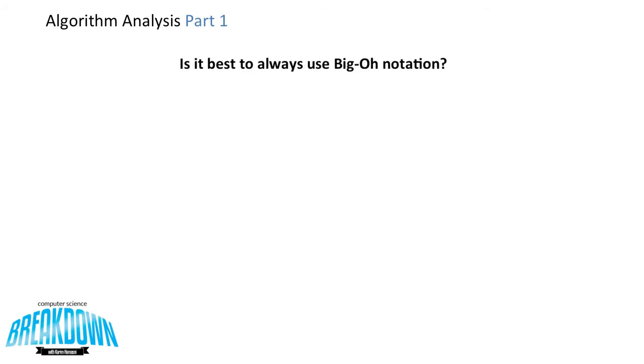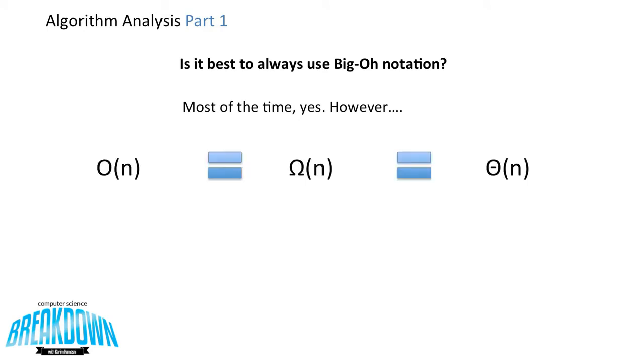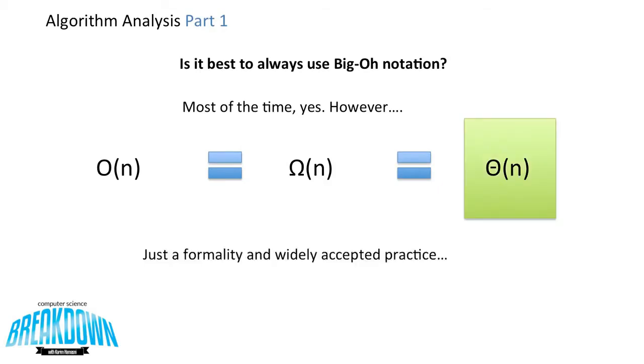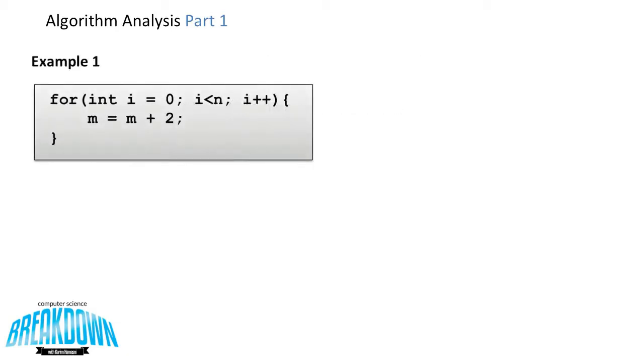Is it always best to use big O notation? Most of the time, yes. However, if big O of n is equal to omega of n is equal to theta of n, then we tend to use theta of n. It's just a formality and it's widely practiced. So let's now look at some examples of algorithms and determining what their big O notation is.